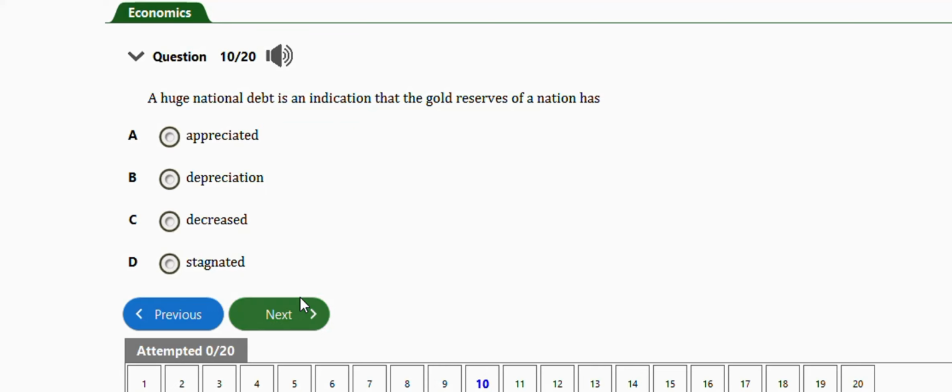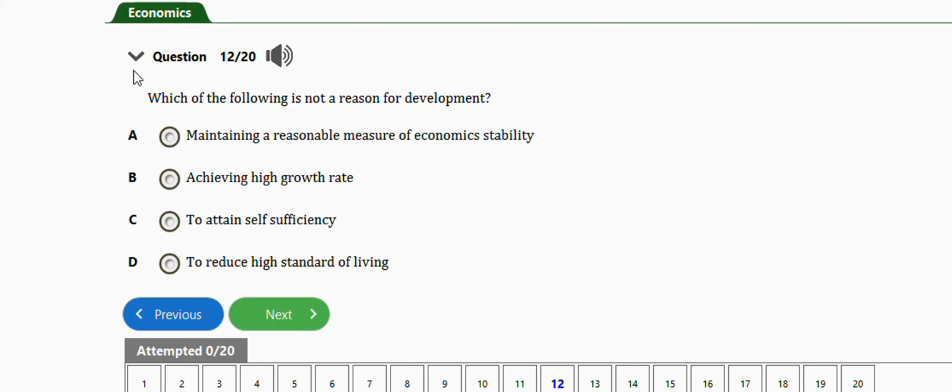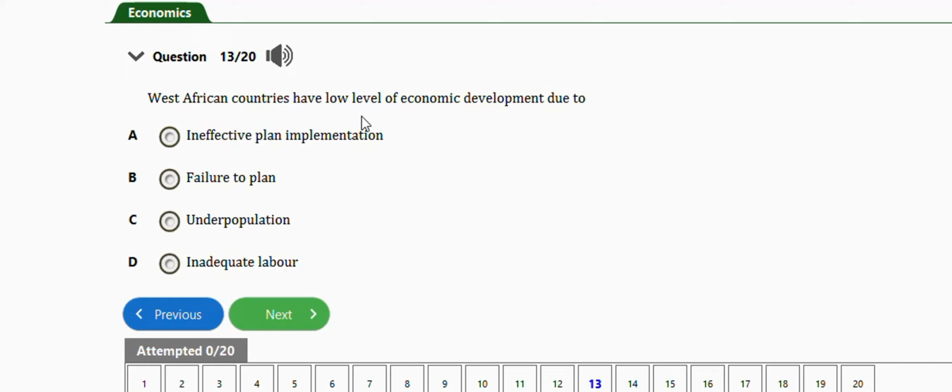Okay, the next question is this one, and it says which of the following is not a reason for development? Maintaining a reasonable measure of economic stability, achieving high growth rate, to attain self-sufficiency, to reduce high standard of living. The right answer is option D, to reduce high standard of living. Next question is this one. It says West African countries have low level of economic development due to inefficient plan, ineffective plan implementation, failure to plan under population, inadequate labor. Right answer is option A, which is ineffective plan implementation.